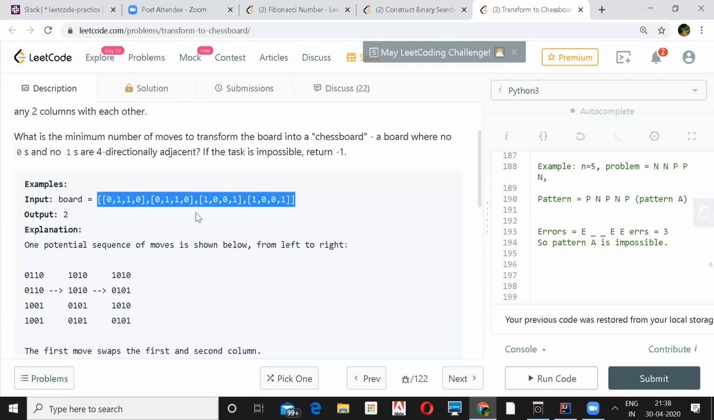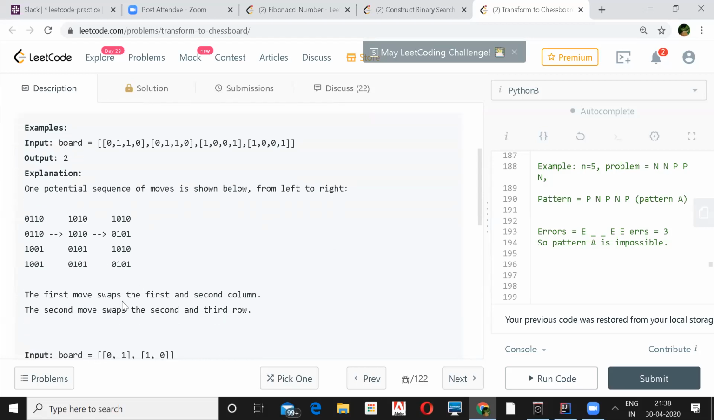So if we look at this, this is your initial matrix, 0, 1, 1, 0. First move is to swap the first and second column. So 0, 0, 1, 1 and 1, 1, 0, 0 are both swapped, so in place of 0 you'll have 1. And in the second move, they swap the second and third row. So this is swapped with this.